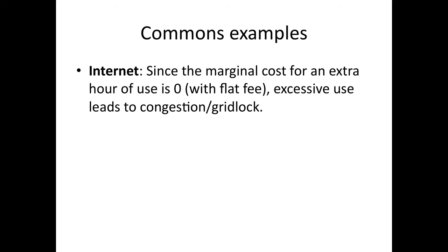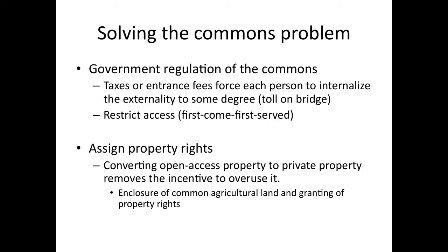And so what that does is it leads to excess use, leading to congestion and gridlock and a slowing down of internet access. Now, we see these commons problems in all sorts of different circumstances, and so you might think about, well, if there's such a problem, are there solutions to these problems? And in fact, there are. One is government regulation of the commons.